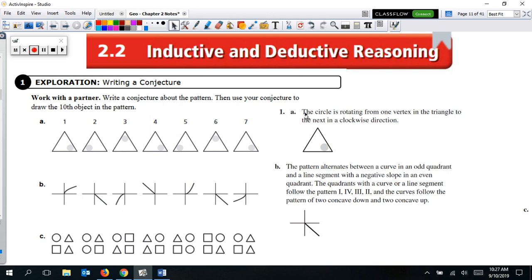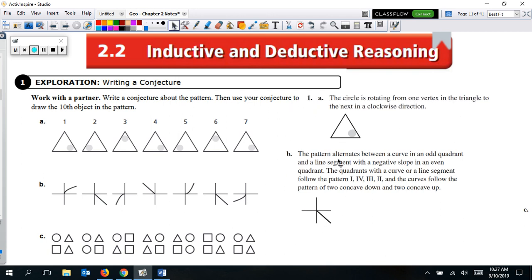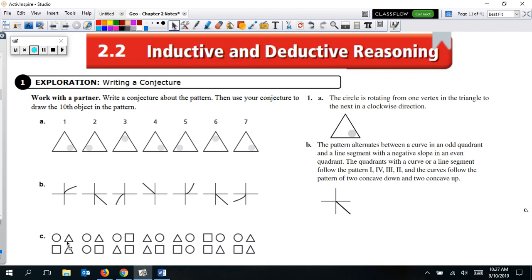Now, letter C is perhaps the harder one to see what's going on. Basically, you have 2 triangles in the first one here, then 2 circles, then 2 squares, and then it just keeps doing that every time. Back to 2 triangles, 2 circles, 2 squares, 2 triangles, and so on. So you could figure out which one you're going to have 2 of on the 10th one. But sometimes your 2 is on the right side, sometimes it's on the left side, and that depends on the one before it.